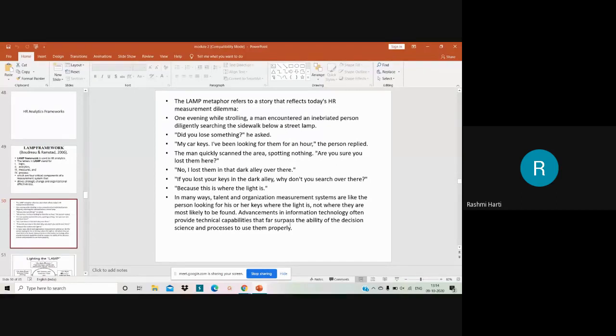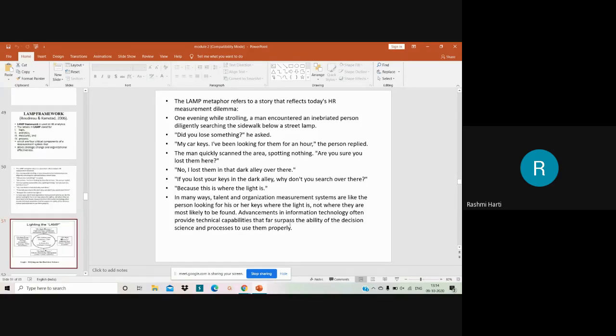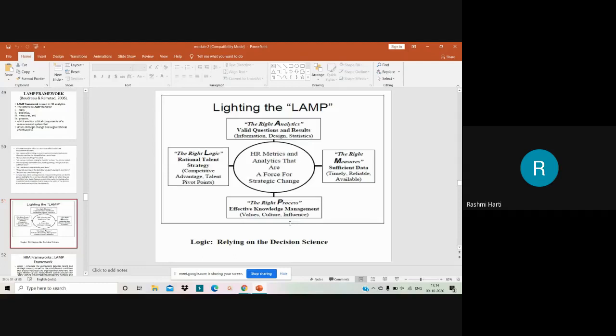So the use of the LAMP model with 4 components defined a more complete measurement system. So the LAMP metaphor refers to talent and organizational measurement systems that reflect today's HR measurement dilemma, right? So the LAMP model shown in the figure next stands for logic, analytics, measures, and process. The 4 critical components. Now, if you could see here, this is the LAMP framework, right? So here, you can see logic, analytics, then measures and process. LAMP. Okay. So here, the logic.